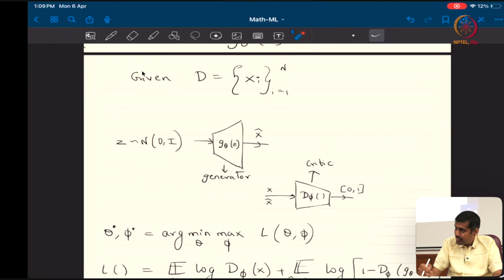You will be asked to implement this in your third assignment on the data set that we have given, and it's fun to do that. This is GAN. So, next class we will look at two other classes of generative models. One is the variational autoencoders, and then the autoregressive models, also called large language models.